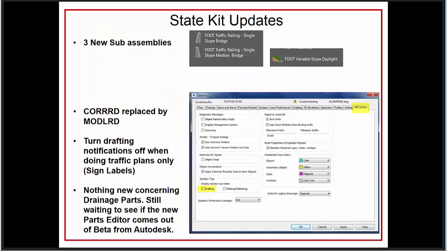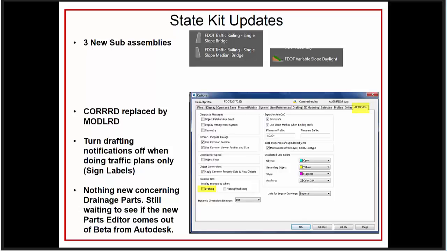So a couple of little news updates on the state kit before I get into actually showing you. There are 3 new sub-assemblies, the FDOT Sub-assembly pallets. One of the changes that is in the 2017 and the 2016 state kit is the CORRRD has been replaced by MODLRD. So your corridor road design file is now replaced by your model road design file. And as you run create file, you'll notice that difference.